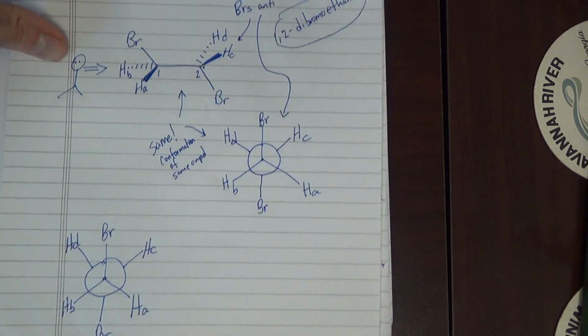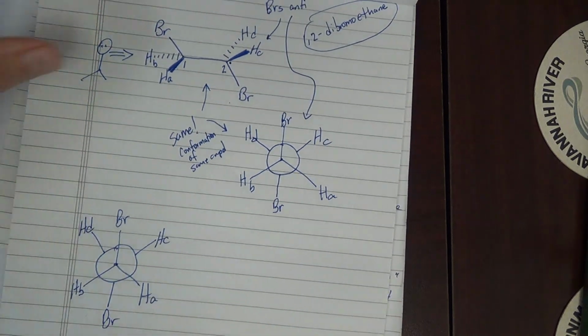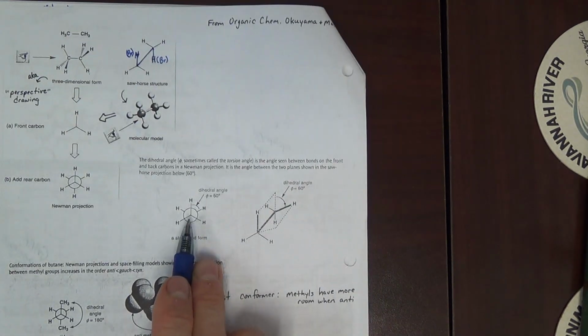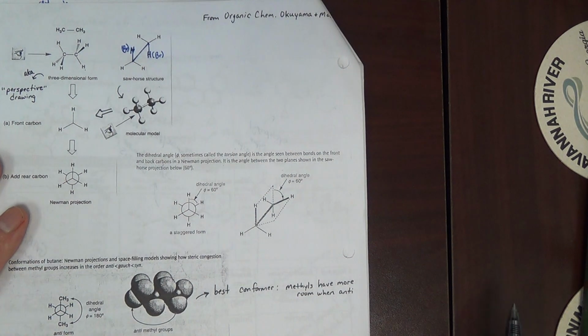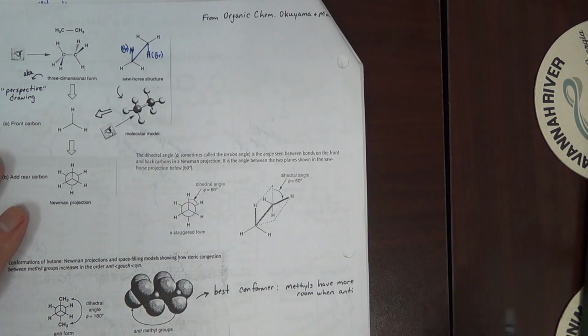One thing we want to point out at this point is dihedral angles. The dihedral angle is an angle between two bonds that are on different carbons, the front carbon and the back carbon. It's called dihedral, meaning two. It's two planes. Okay, let's see if we can illustrate that.